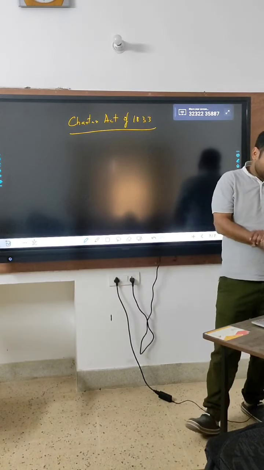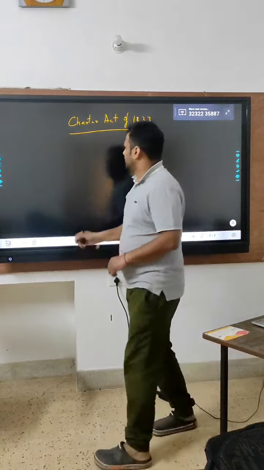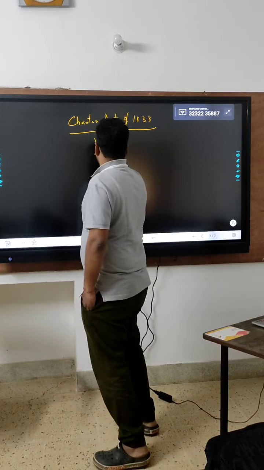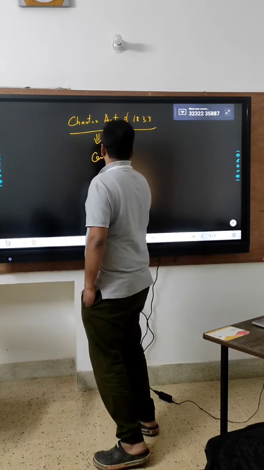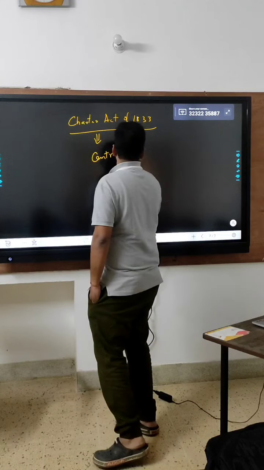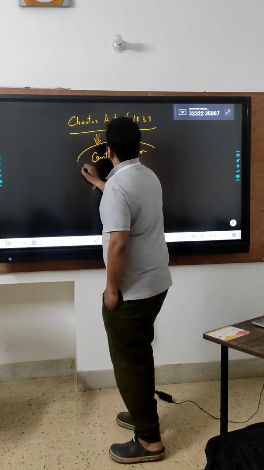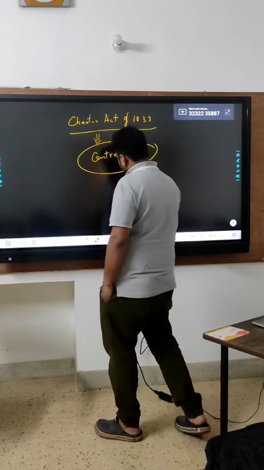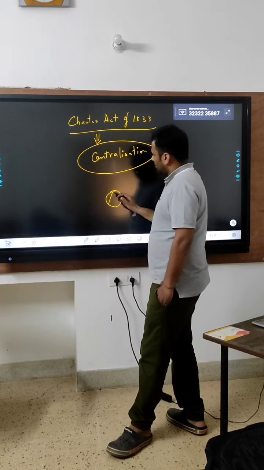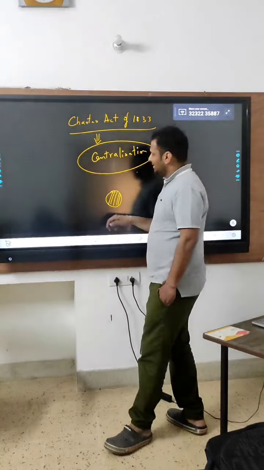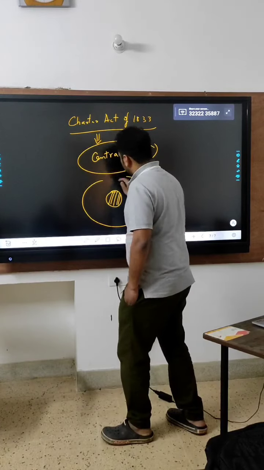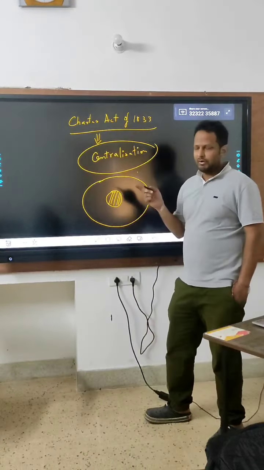So this was the final step toward centralization. What do you mean by centralization? Central government or central control? Centralization means power is centralized. More and more power will be accumulated in the center, and less and less power will be allocated to others.